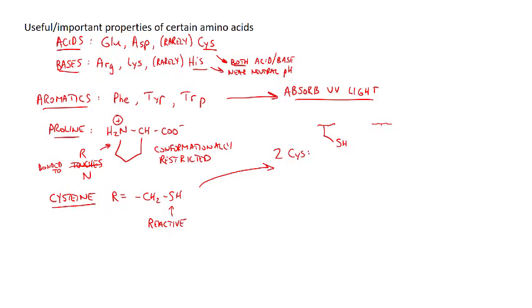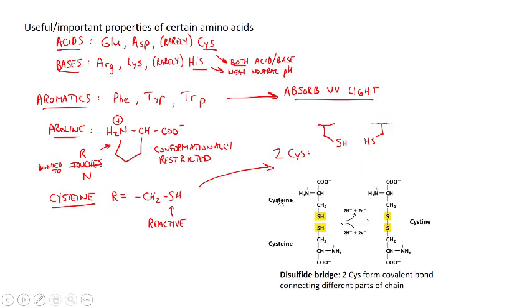There's one cysteine, there's the other. They react together and give us an SS linkage where the two cysteines are connected together. And then for this to happen, 2 protons are lost and 2 electrons are lost. This is what's called a disulfide bridge or a disulfide bond. So that's the unique thing that cysteine does.